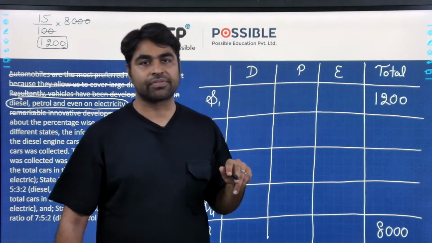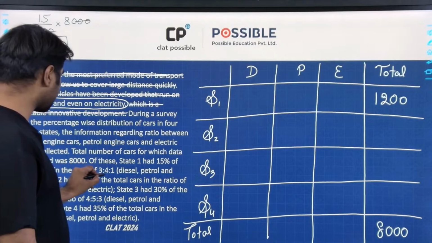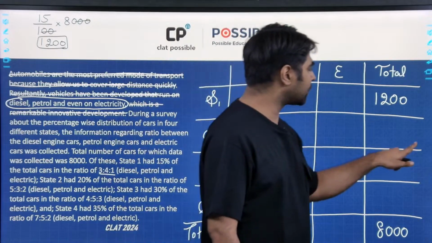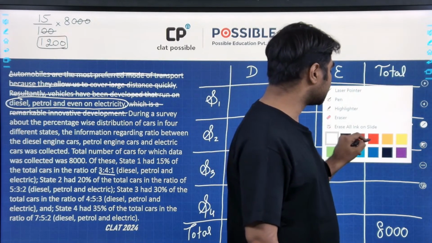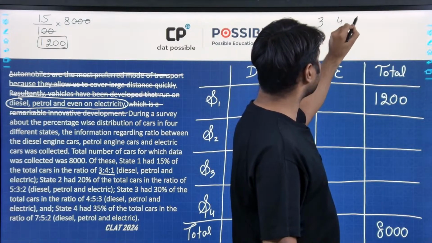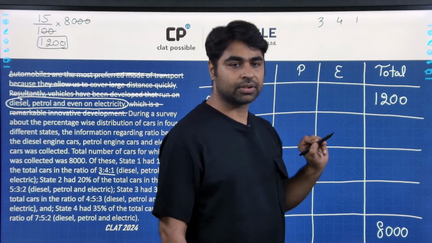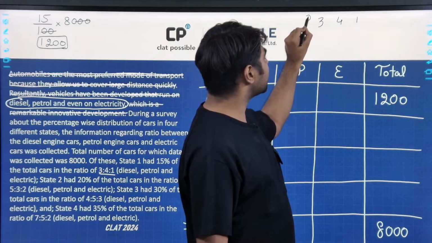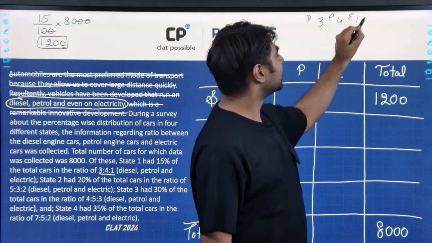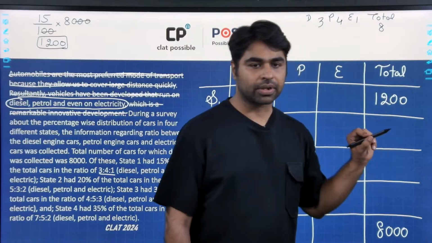Now this 1200 is divided in what particular ratio? That is also given to you, and the ratio is 3:4:1. So the ratio is also given to you, that is 3:4:1. And how do we use that particular ratio? We say that if the diesel cars are 3, the petrol cars are 4 and the electric cars are 1, that means the total cars we are having will be 8. Yes or no guys?